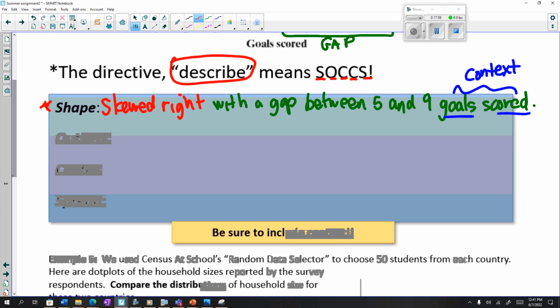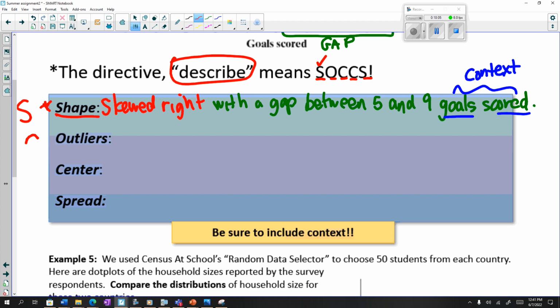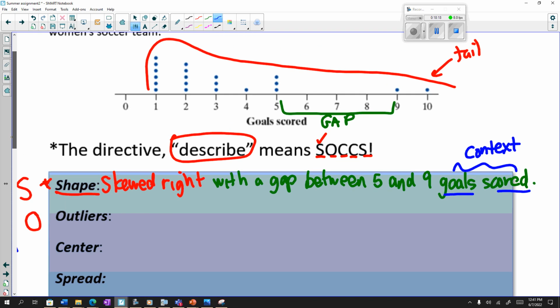So let's start with S. The S is shape. So the first S we did, shape, SOCS. Now we're going to go to O. O stands for outliers. So are there any outliers or any numbers that seem like they're separated from the rest of the data, meaning unusual observations that are separated from the pack? So yes, it looks like there are 2 numbers on the right here, 2 dots that are potential outliers.